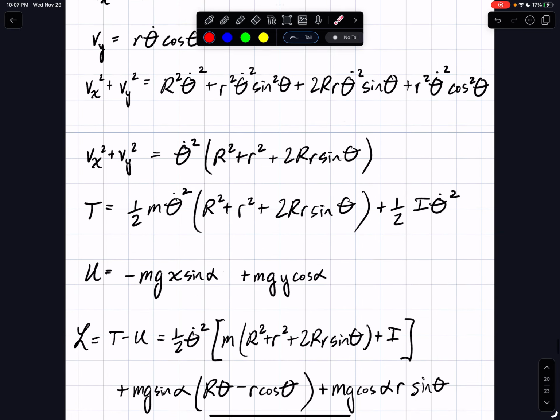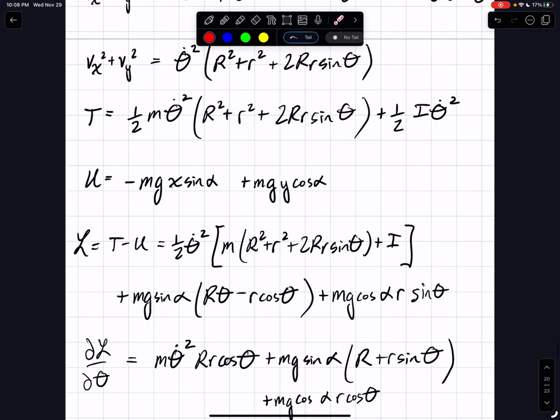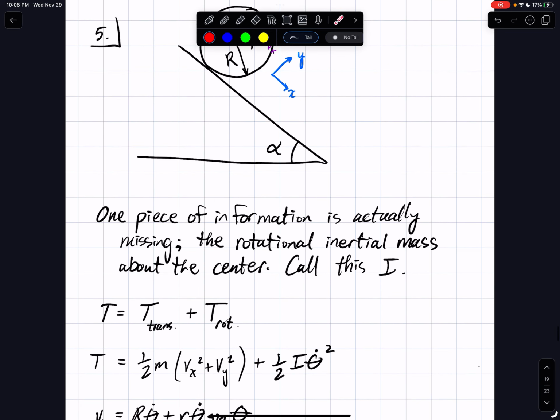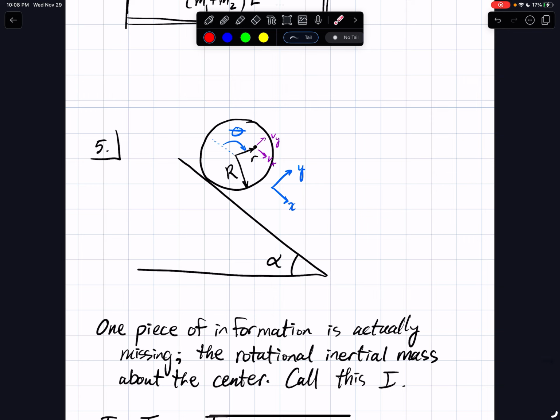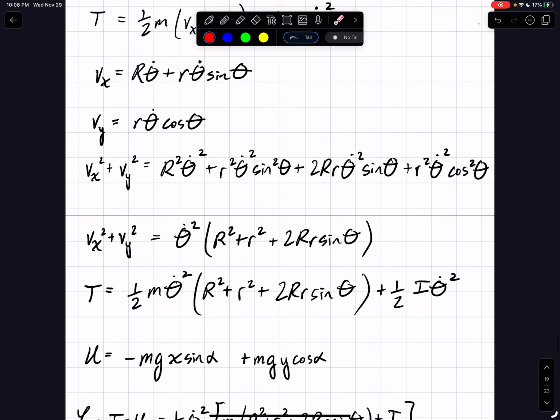So the x component of position has this extra term here, r theta minus little r cos theta. And for the y term, we still have this mgy, which is mg cos alpha times r sine theta. As this ball rotates, if theta is pointing directly this way, it's totally in the y direction, and that's when theta is 90 degrees. So that tells you it goes as sine of theta.